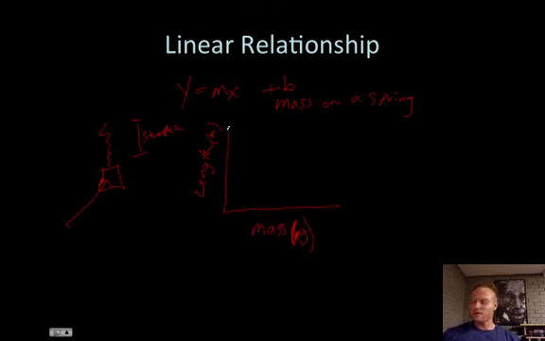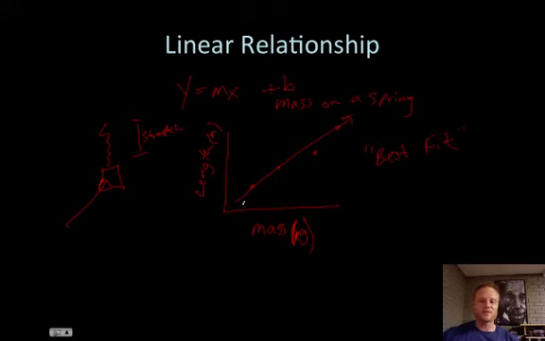The point is, for a linear relationship, if you plot your points, it's going to look something like this. It's basically just a straight line. Now this line that I created is a line that's called best fit.